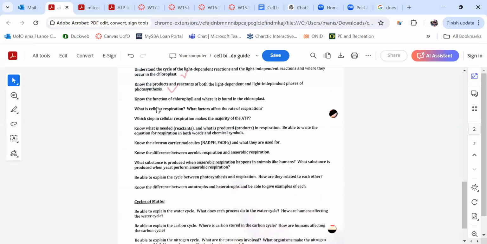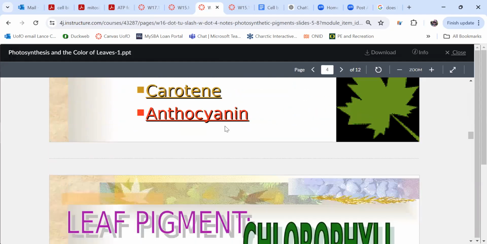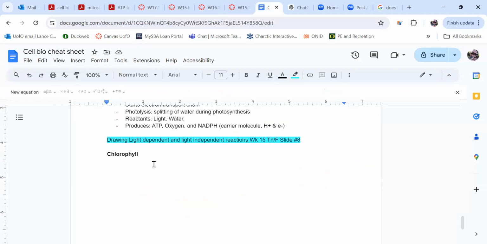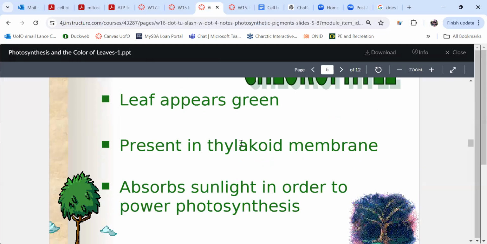So what are we looking for? We're looking for the function of chlorophyll. There we go. Chlorophyll absorbs sunlight in order to power photosynthesis. I'll just copy that down. Let's go function. All right. And where is it found in the chloroplast? I'm pretty sure it's found in the thylakoid membrane. Yeah, present in the thylakoid membrane.